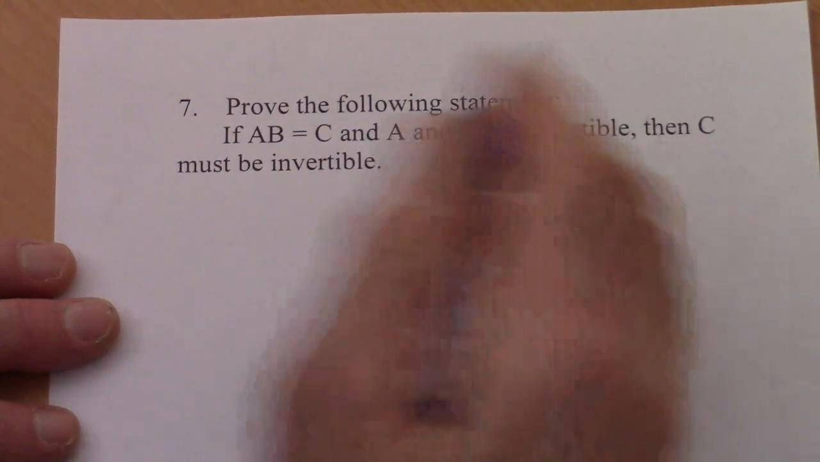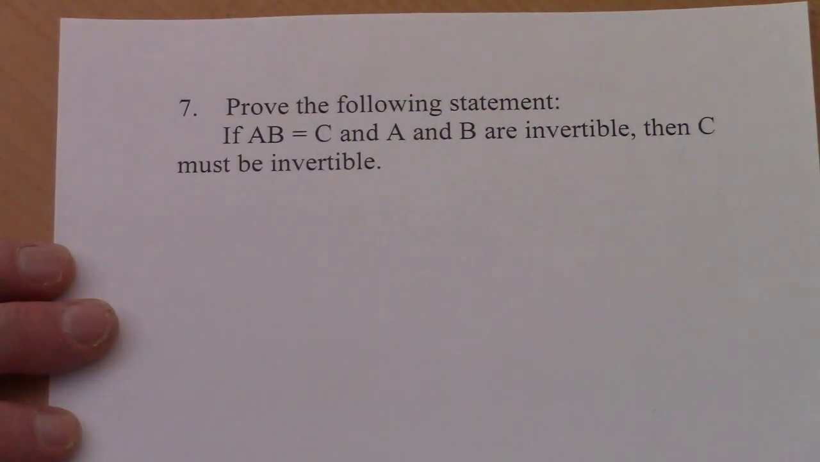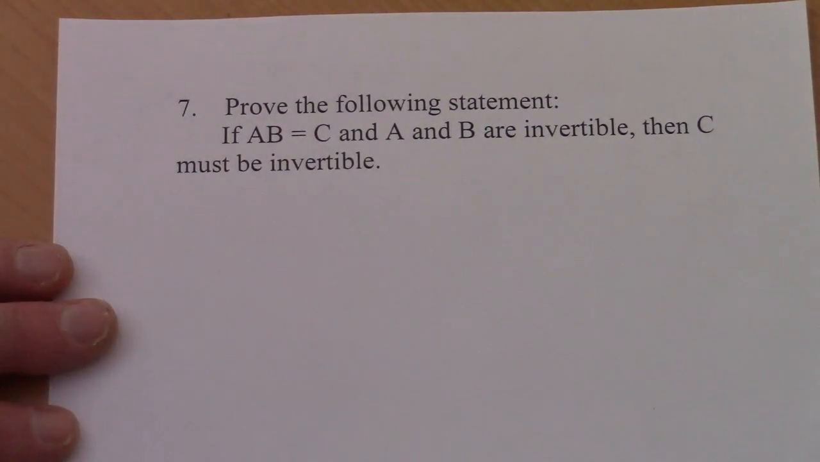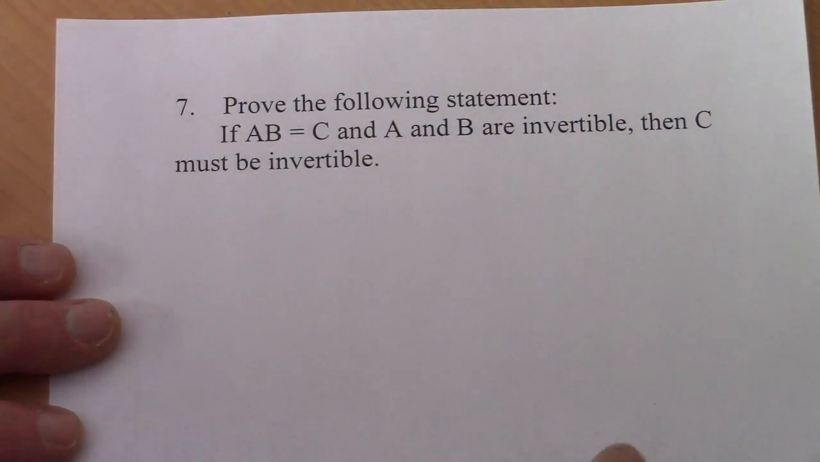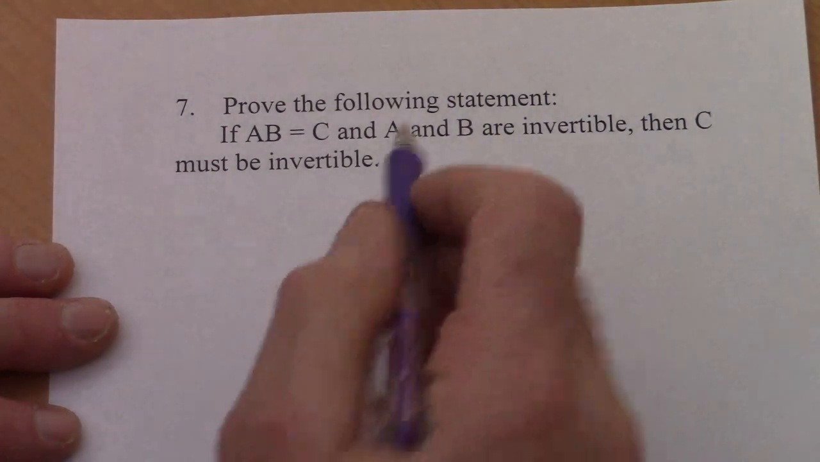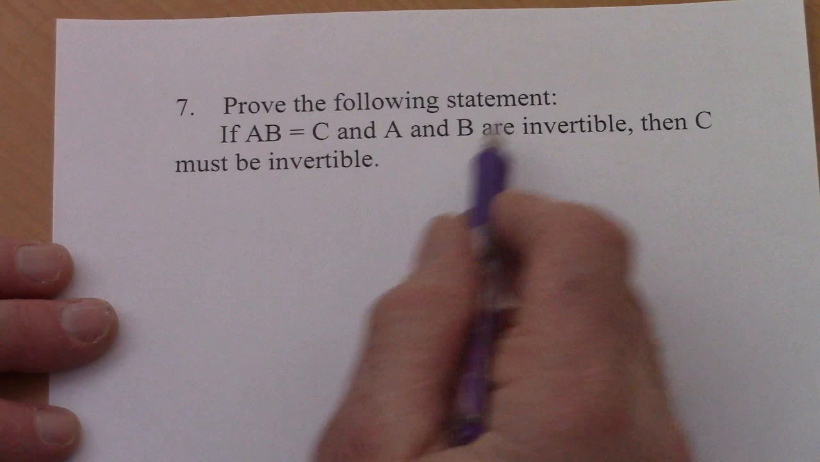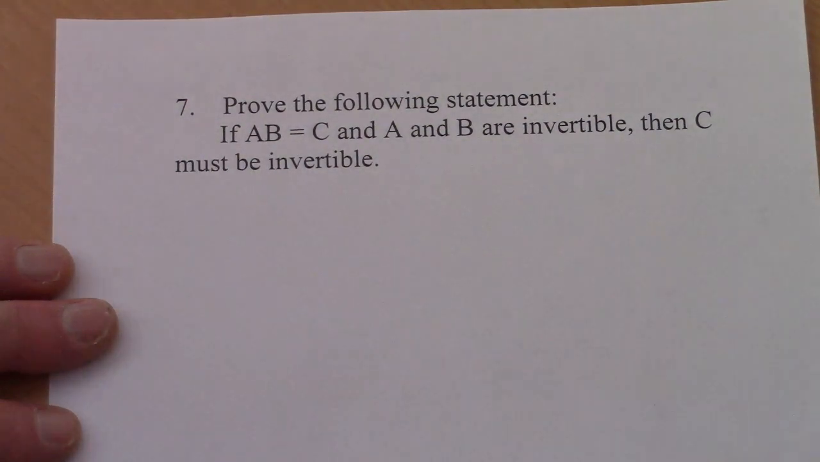This is the last problem in the 2.3 section that was on the handout that I didn't get to. We were going to do that yesterday and today, and maybe we'll do it tomorrow, but I'm going to give you a precursor of this, and hopefully it'll save us time in class. So we're just supposed to prove that if AB equals C, and that both A and B are invertible, then C must be invertible.